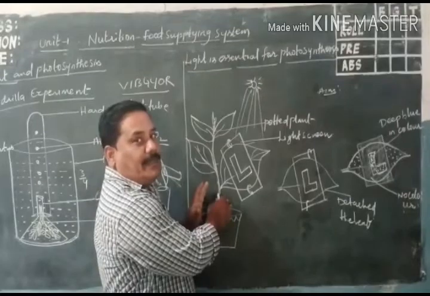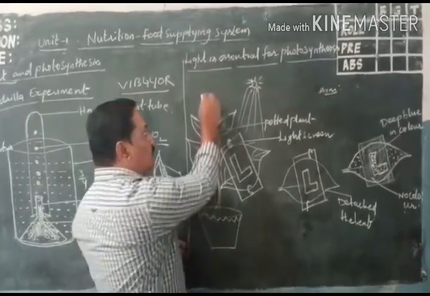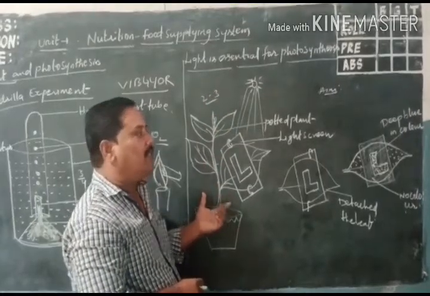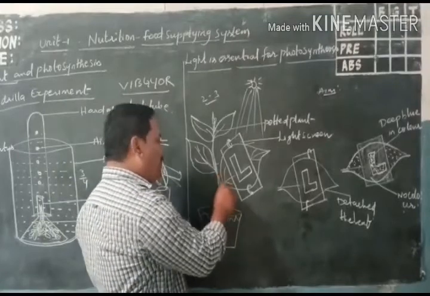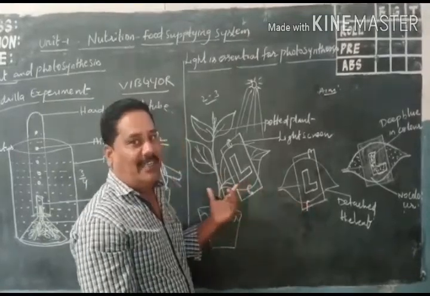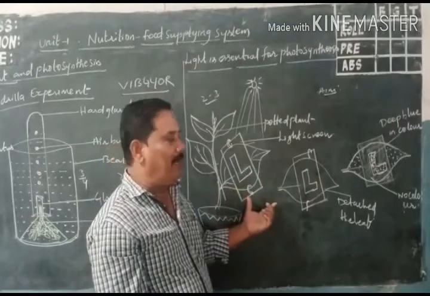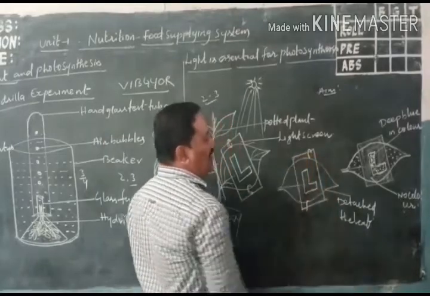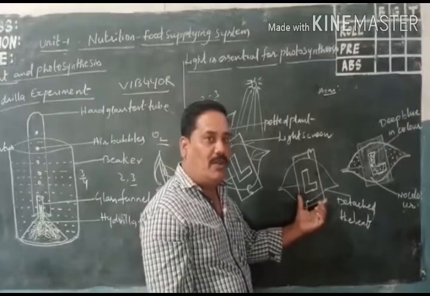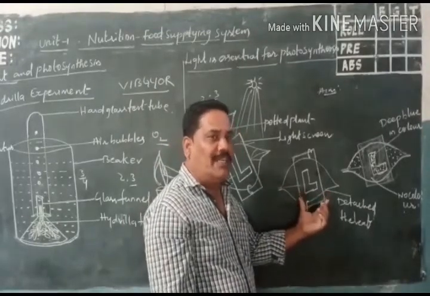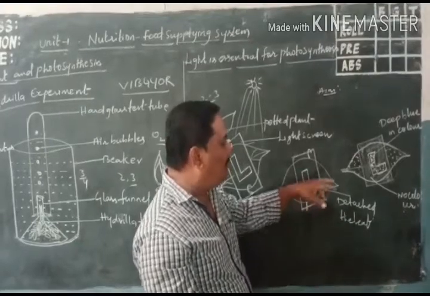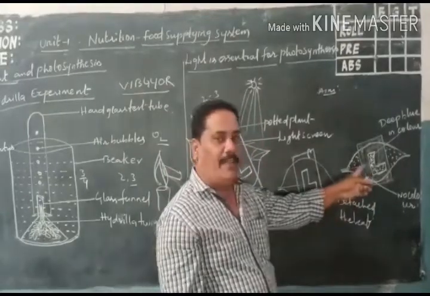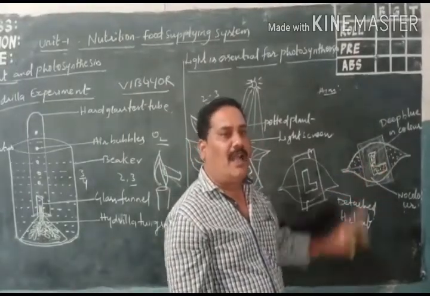Now this experiment is set up in the sunlight for 2 to 3 hours. After 2 to 3 hours, detach the leaf from the potted plant. Slowly remove the light screen from the leaf. Then add 1 or 2 drops of iodine solution on the leaf.